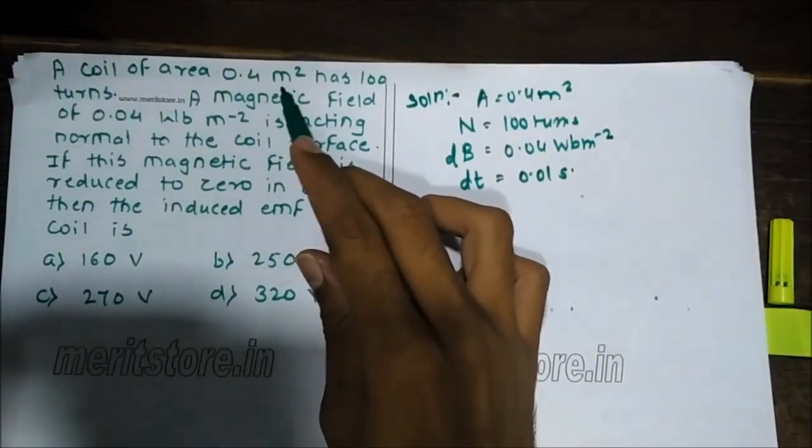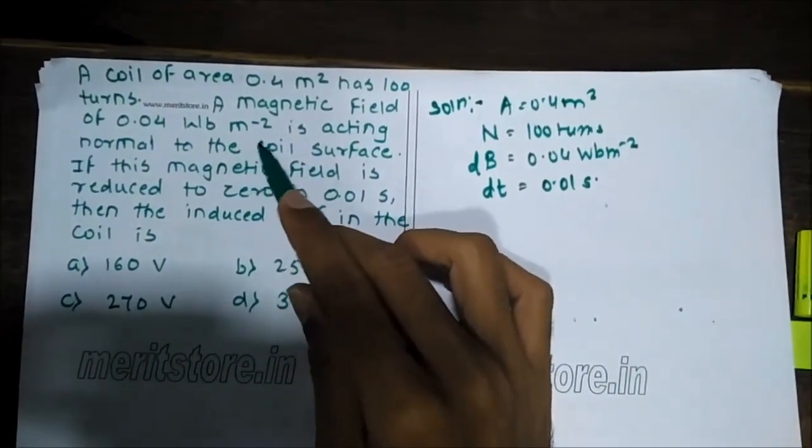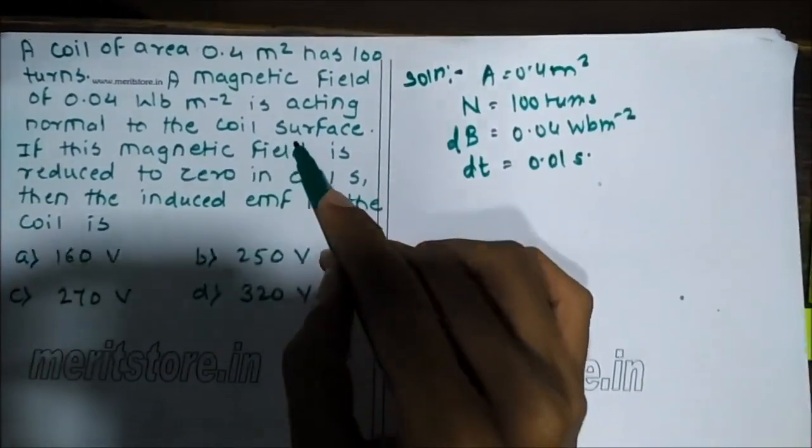A coil of area 0.4 meter square has 100 turns. A magnetic field of 0.04 Weber per meter square is acting normal to the coil surface.